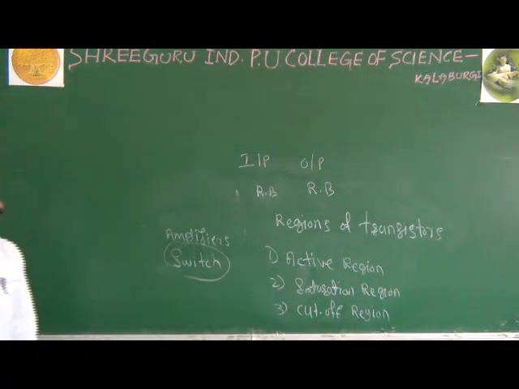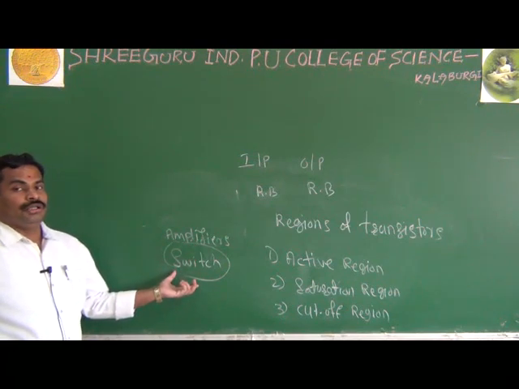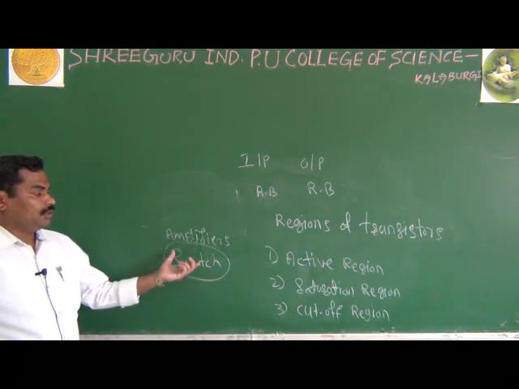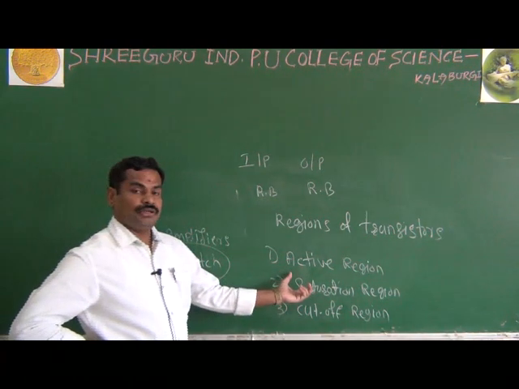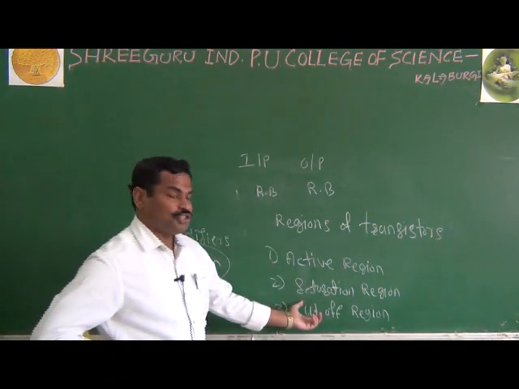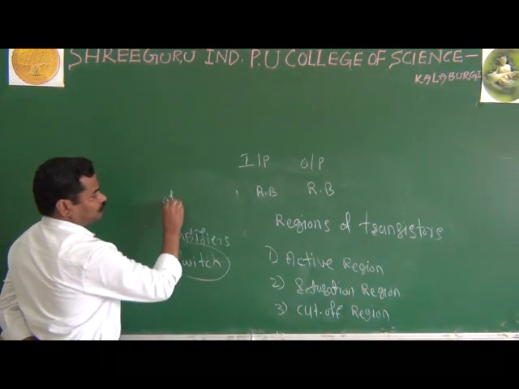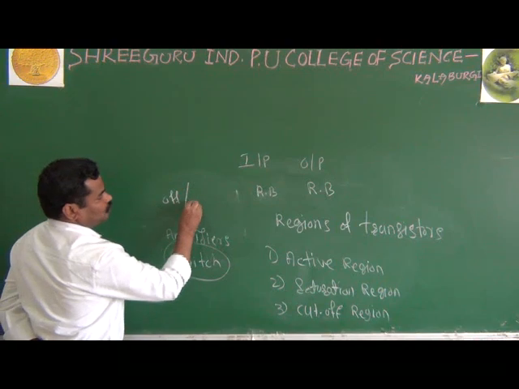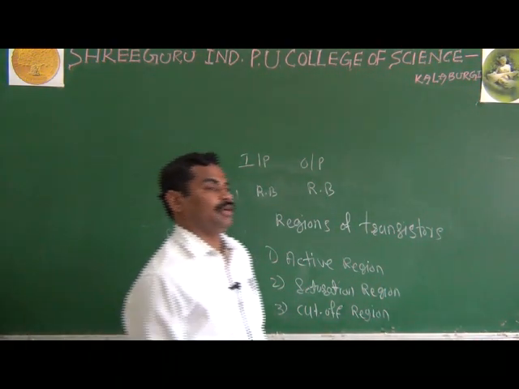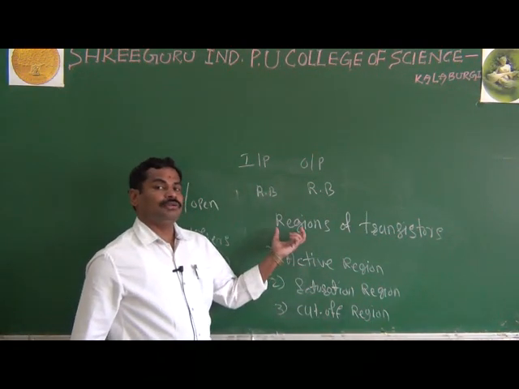And in the cutoff region, as I said, a switch has only two possibilities, it may be on and off, or it may be open and close. Whenever the transistor is in the saturation region, it acts as an on switch. Whenever the transistor is in the cutoff region, it acts as an off switch. It is also called an off switch, or an open switch. These are the important applications of your transistor, and also these are the three very important regions of your transistor.